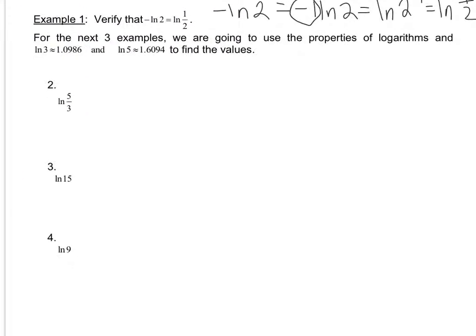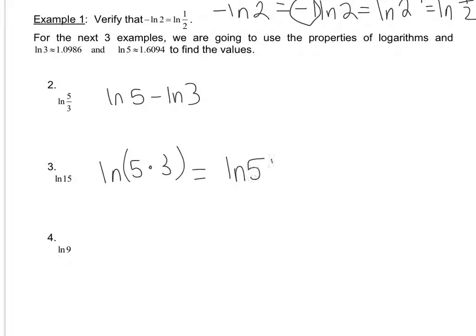Okay? Don't worry about these. We have calculators that'll calculate, so they just want you to expand and calculate. So how do you expand division? Natural log of 5 minus the natural log of 3. And then you can substitute these in and calculate. Here, natural log of 15, well, we change that to natural log of 5 times 3. How do you expand multiplication with addition? So it's natural log of 5 plus the natural log of 3.